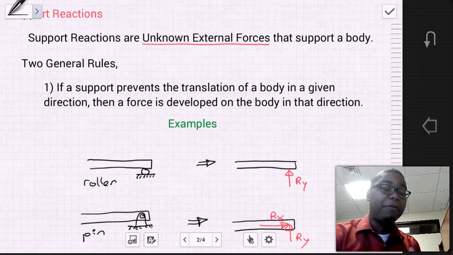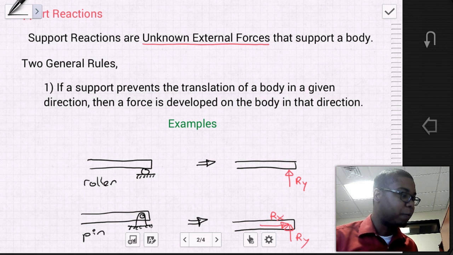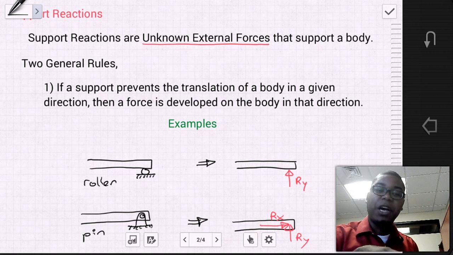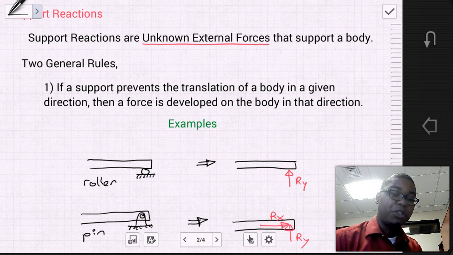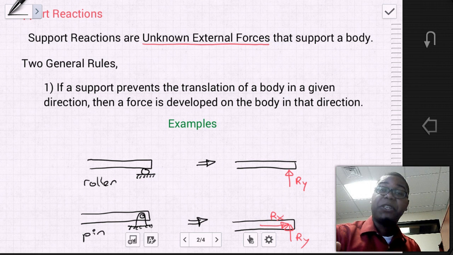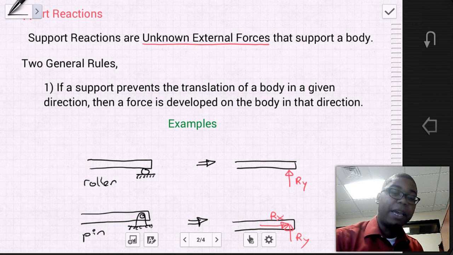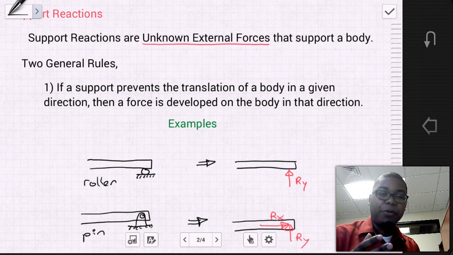So to craft your free body diagram, what we have to do is free the body from its supports, free it from its surroundings. And in order to do that, we have to replace those supports with the unknown external forces that develop due to them. So support reactions are the unknown external forces that support a body. And there are two general rules for identifying the type of external forces that will be developed due to a support reaction.